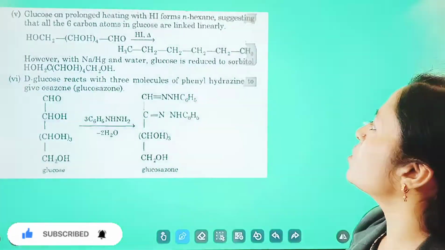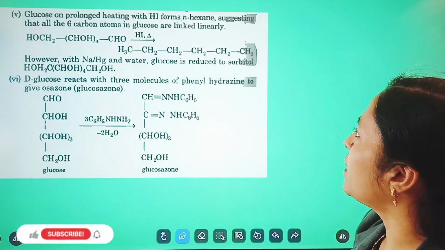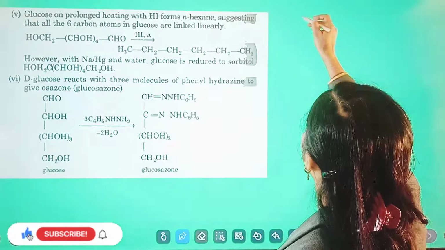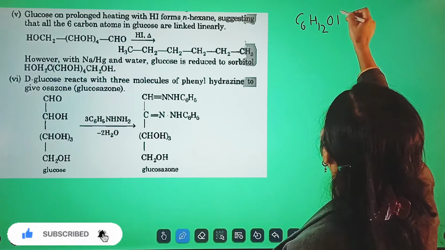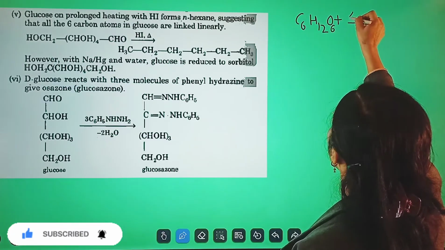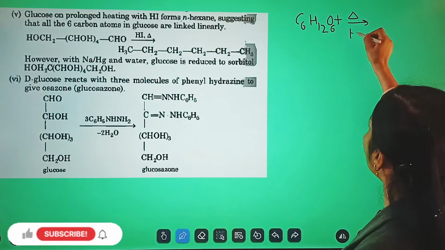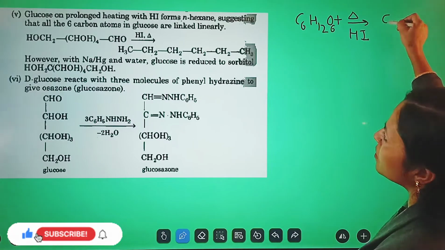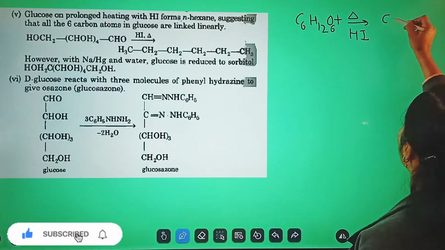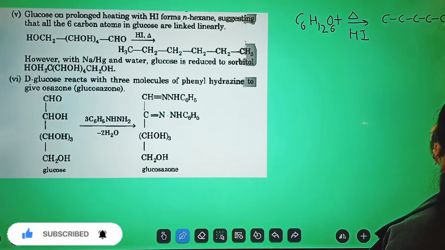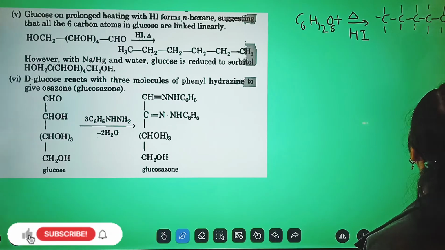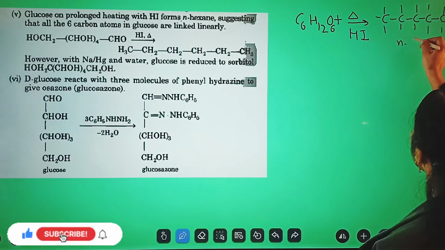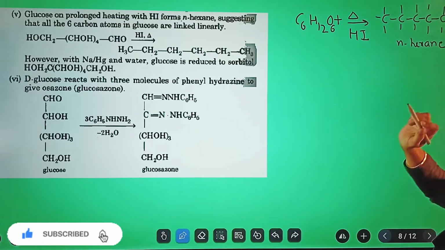The next one is glucose on prolonged heating with HI. So when we heat glucose on prolonged heating, we get a straight chain alkane, that is n-hexane. So on prolonged heating with HI, glucose forms n-hexane. The n means it is a straight chain, so it also symbolizes that glucose is a straight chain molecule. So this is n-hexane. I hope it's clear.